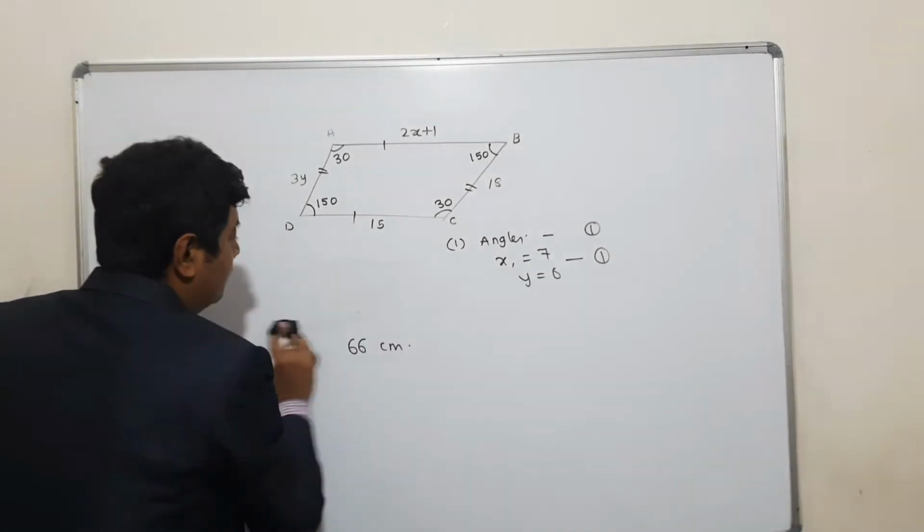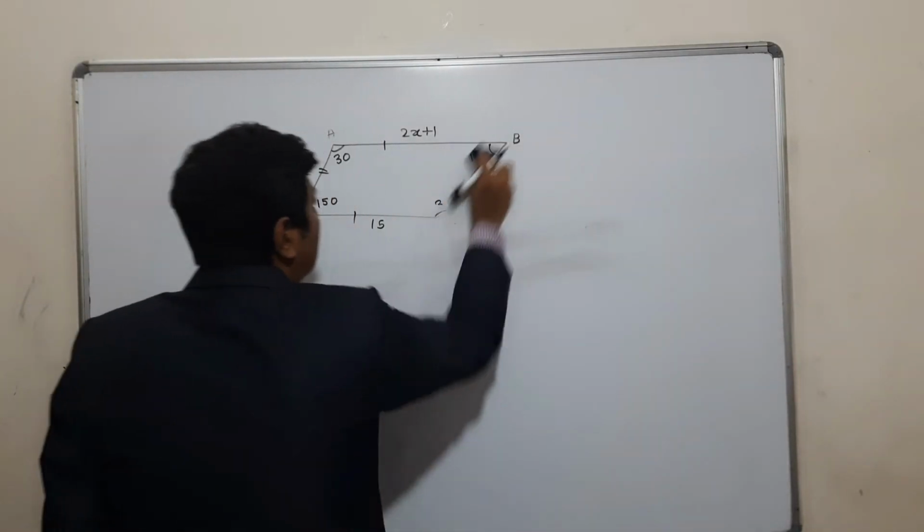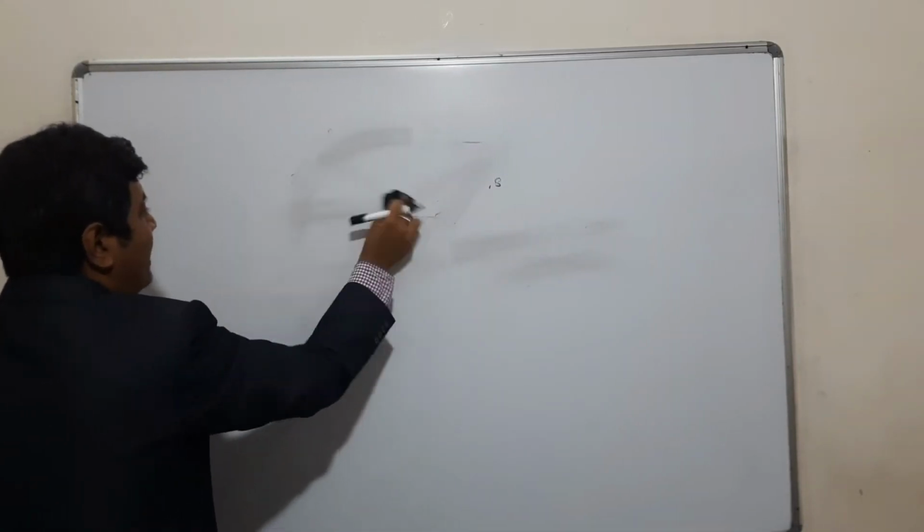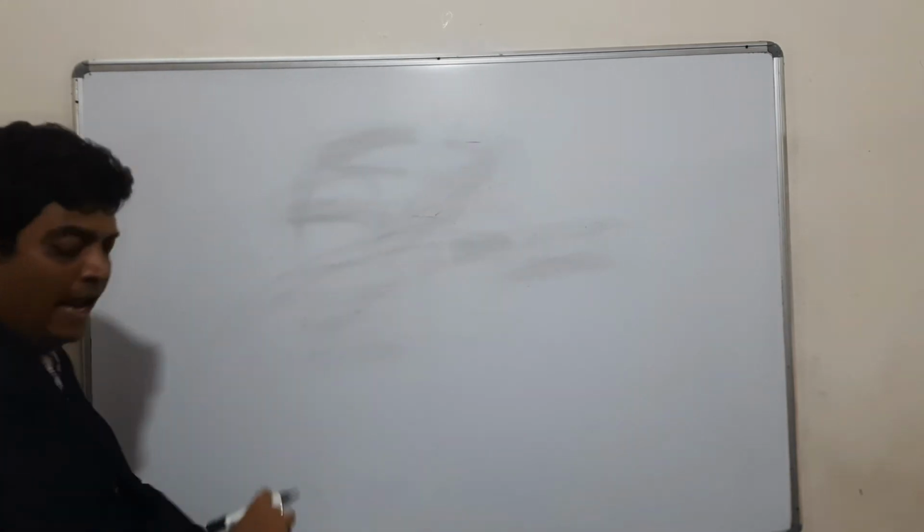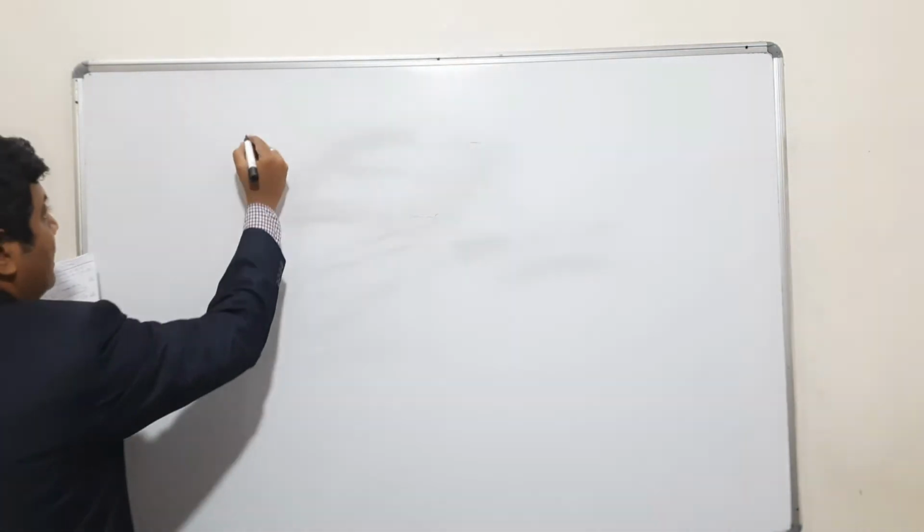Next sum. 1 mark for angles, 1 mark for x and y, and 1 mark for perimeter. Fourth sum.